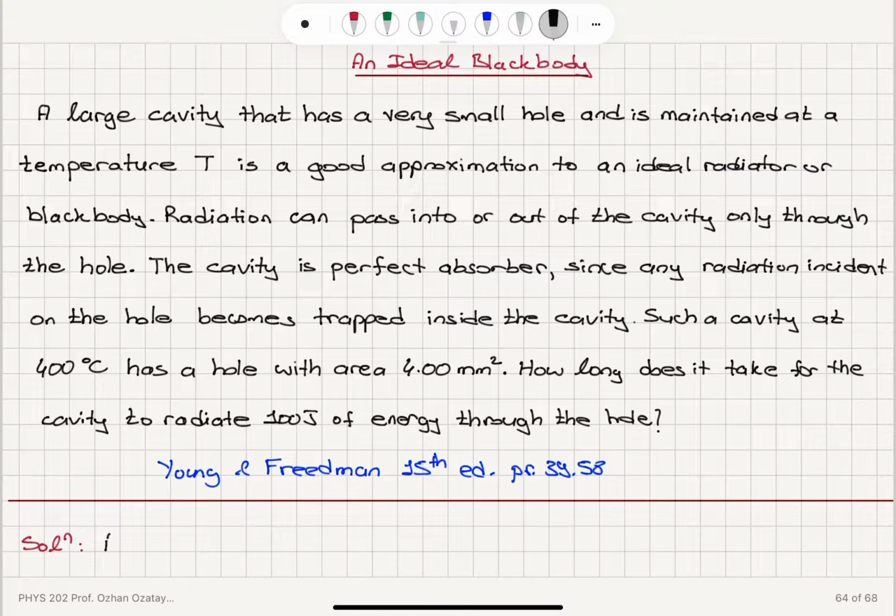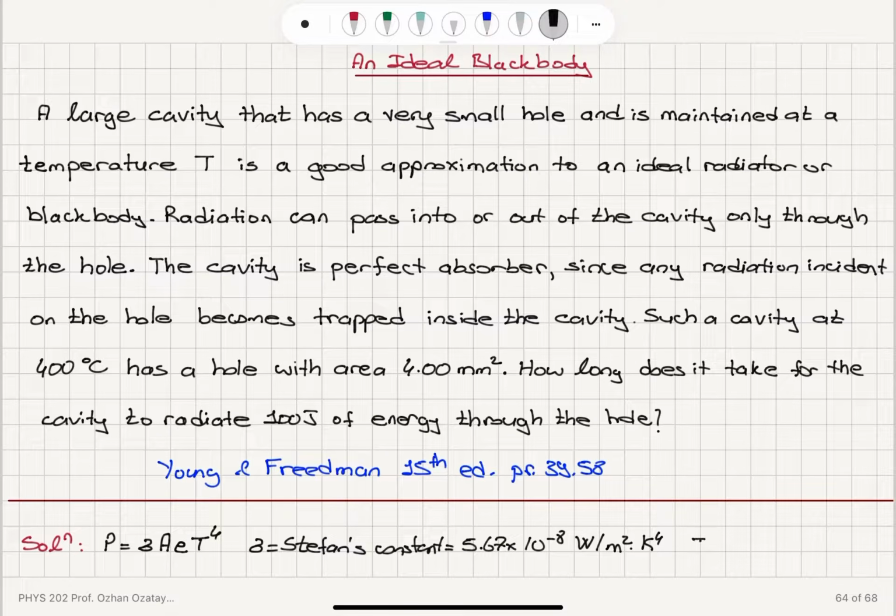The emitted power is equal to Stefan's constant sigma times surface area A, emissivity e, times absolute temperature to the fourth power. Sigma, Stefan's constant, we know is 5.67 times 10 to the minus 8 watts per meter squared Kelvin to the fourth power.